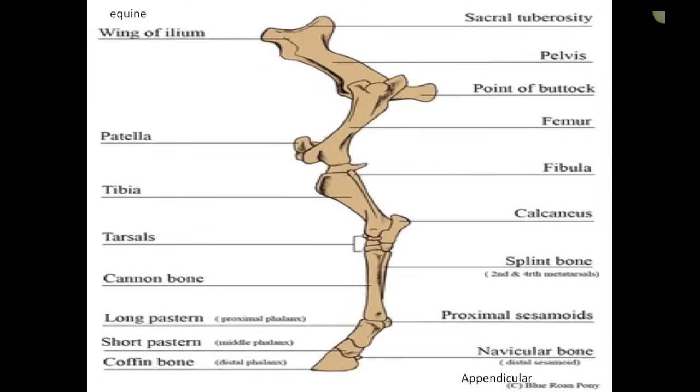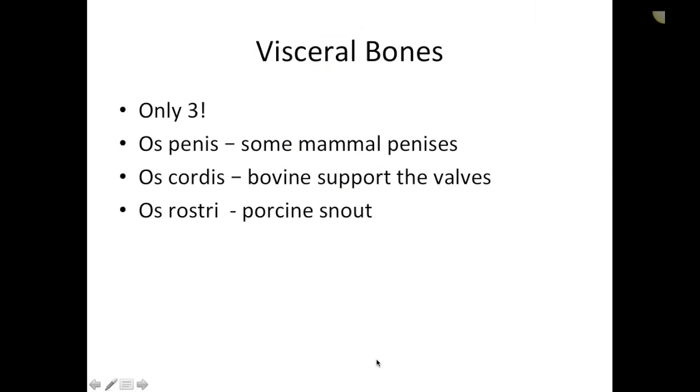Here's a better illustration of the proximal sesamoids. So the fetlock, essentially this area is the fetlock, and then the navicular bone, which is the distal sesamoid. Okay, horses, we really get into common terms and then anatomical terms.